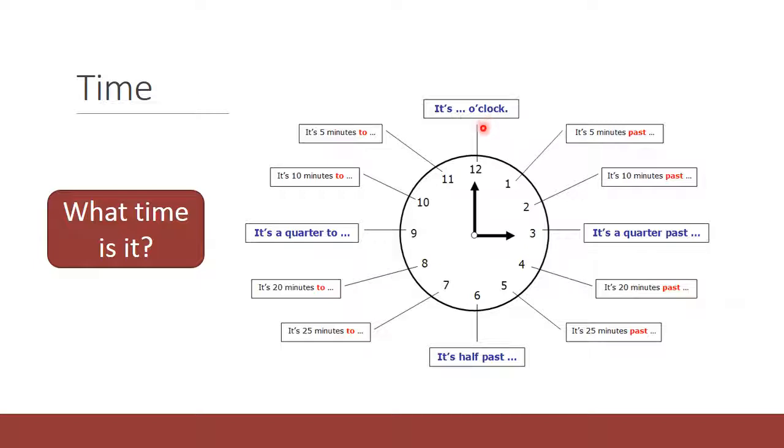So don't forget, we have keywords like o'clock. From 1 to 6, we use past. From 7 to 12, we use to.